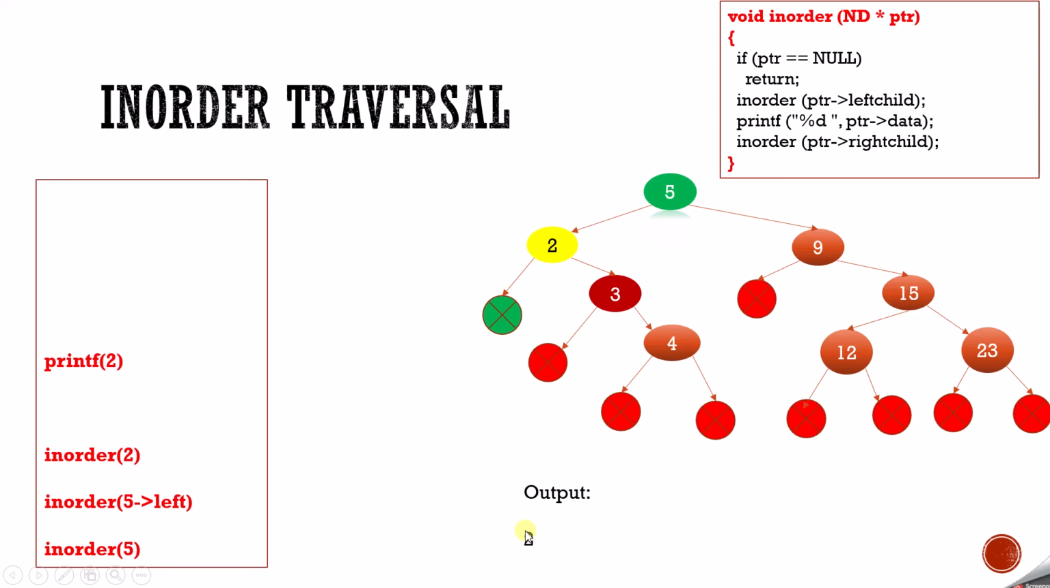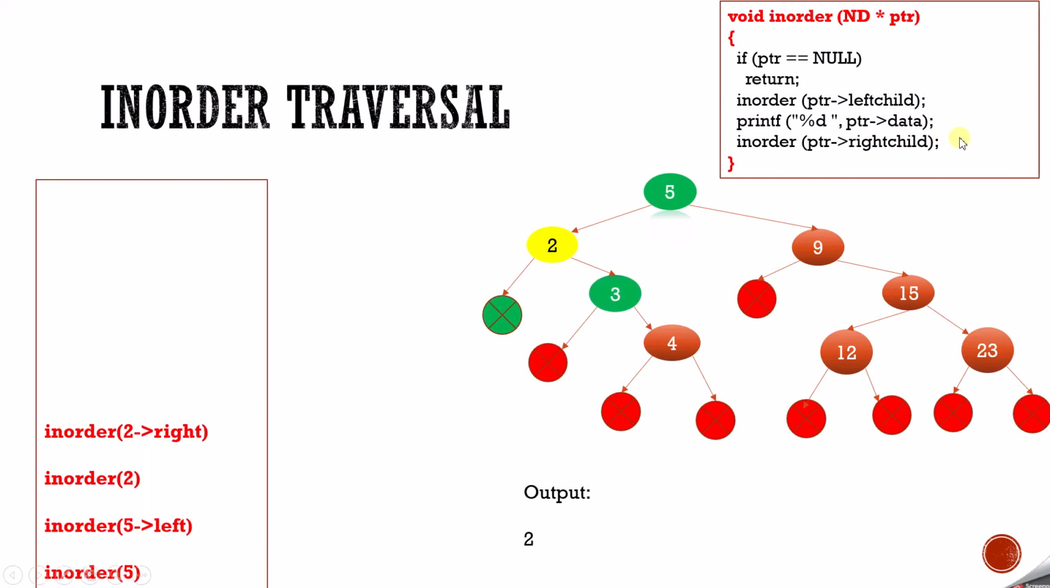So now what will happen? Since this printing line is over for node 2, I'll go to the last line, that is in order ptr arrow right child. So now I'm calling ptr arrow right child, which means the right child of 2. So what is the right child of 2? That is 3. Okay, so now 3.